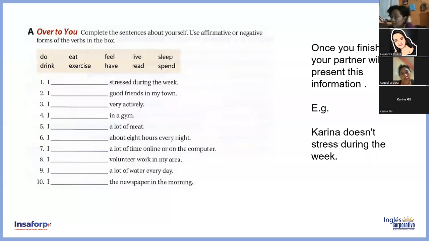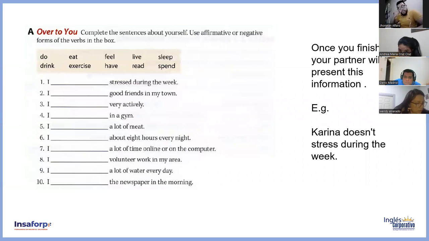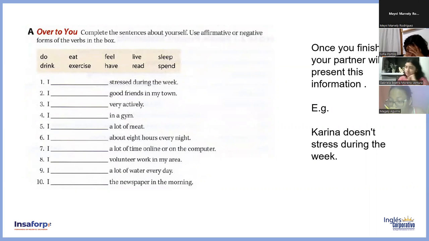You said, please. Victor sleep about 8 hours every night. He doesn't spend a lot of time online or on the computer. He doesn't volunteer work in his area. He doesn't drink a lot of water every day. Mm-hmm. Victor reads the newspaper in the morning. Okay, Victor reads the newspaper in the morning. Okay, perfect. Thank you.